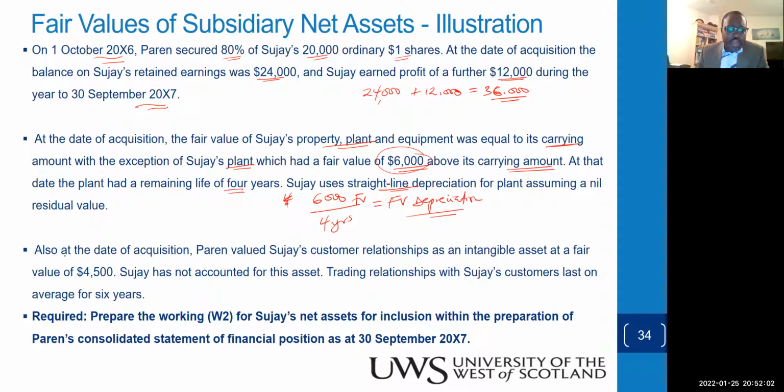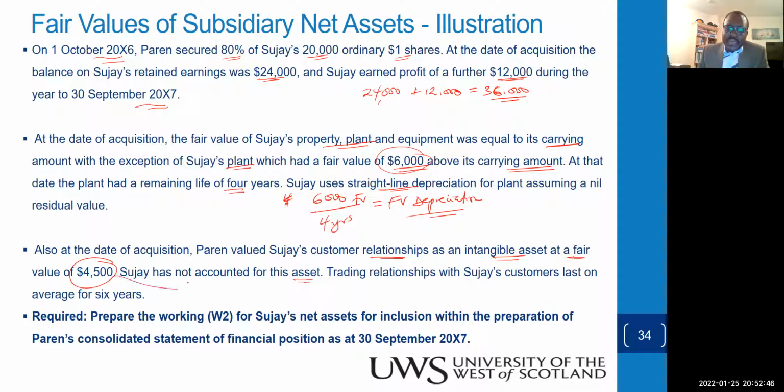All right. Also, at the date of acquisition, the parent company valued the subsidiary's customer relationships as intangible at a fair value of 45. So the subsidiary wouldn't have recognized these intangible assets. It's an internal brand they've generated, good customer relationships. Sometimes it can be customer list, okay? They cannot recognize it. But once the parent has acquired it, he's able to measure it reliably at a fair value of 45. The subsidiary has not accounted for this asset as usual. Trading relationship with the customers of the subsidiary lasts on average 6 years.